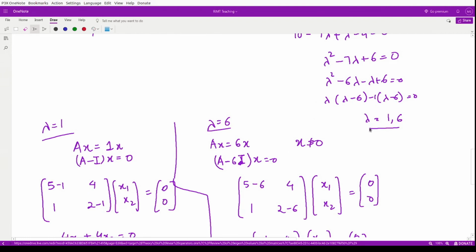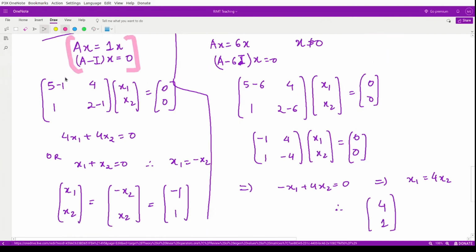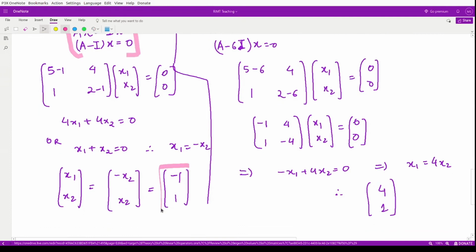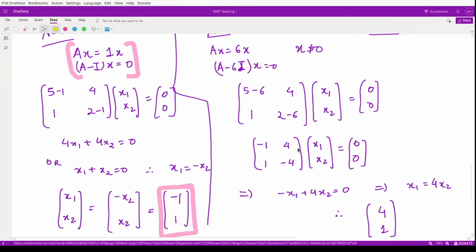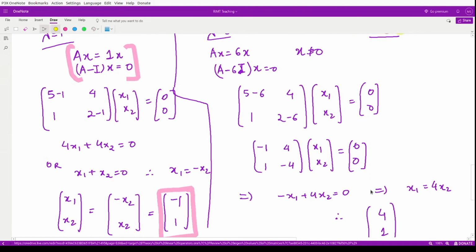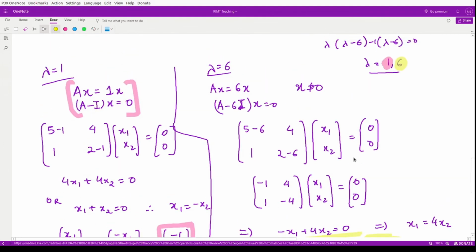So corresponding to the eigenvalue 1 here, what is your eigenvector? You would solve this equation giving you the definition for eigenvalues and eigenvector. So when you solve this system keeping lambda equal to 1, you will obtain the vector as minus 1, 1. So this is the eigenvector corresponding to the eigenvalue 1. Corresponding to the eigenvalue 6 here, this is the equation that you have. So you will solve this matrix system, and then you have the eigenvector as 4, 1. So you have got these two eigenvectors corresponding to the matrix A.